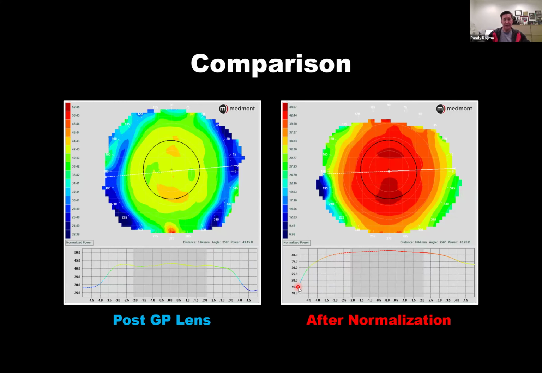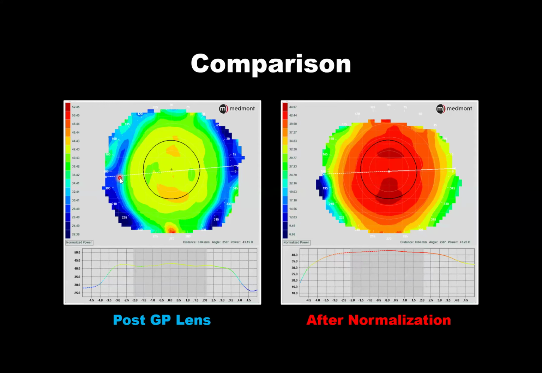Now, here in a patient who had just removed their corneal GP on the left, you can see this ring of blue that's probably the lens pressing on the eye and creating a compression ring all the way around.